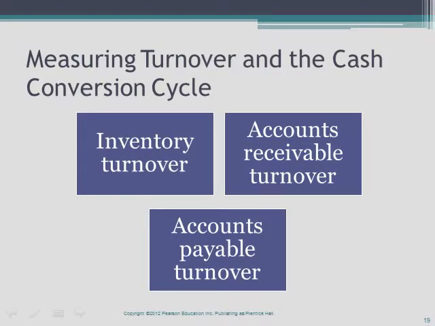The ability to sell inventory and collect receivables as well as pay accounts payable is the lifeblood of any retail, wholesale, or manufacturing concern. So in this section, we'll discuss three ratios that measure this ability: inventory turnover, accounts receivable turnover, and accounts payable turnover, as well as the relationship between them called the cash conversion cycle.